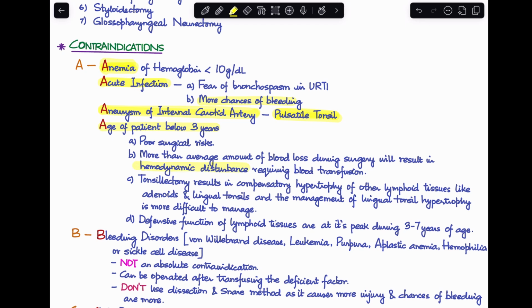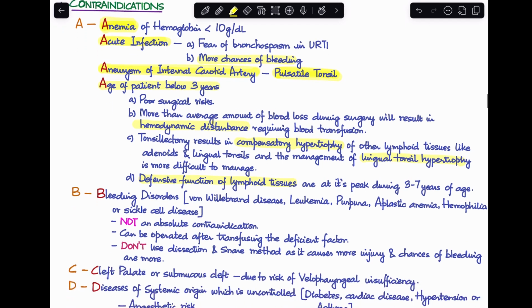Third is tonsillectomy can result in a compensatory hypertrophy of other lymphoid tissues that are present in the Waldeyer's ring, for example, the adenoids and the lingual tonsils. And in this case, lingual tonsil hypertrophy will become more difficult to manage. And last of all, we wouldn't perform tonsillectomy in a case of less than 3 years old, because the defensive function of the lymphoid tissue is at its peak during this 3 to 7 years of age. So you would rather not perform surgery in a patient of less than 3 years of age. These are the 4 contraindications starting with A.